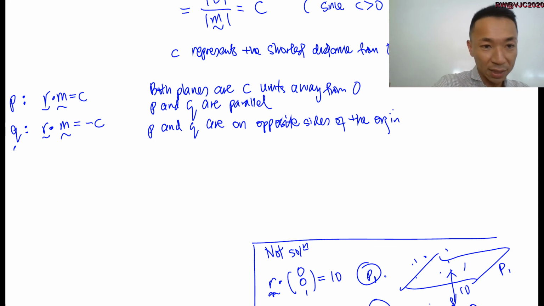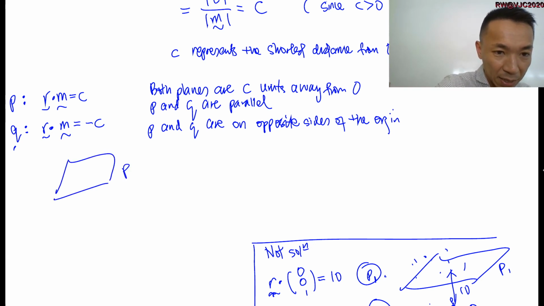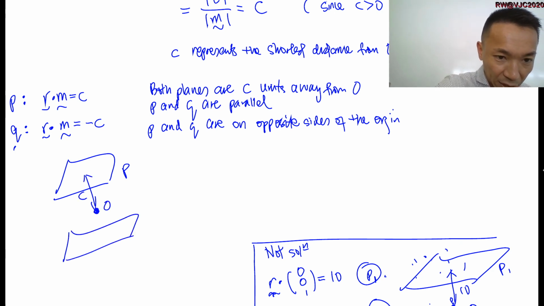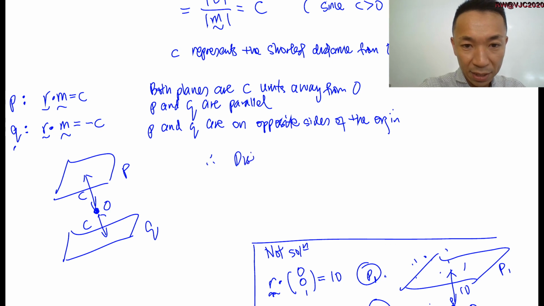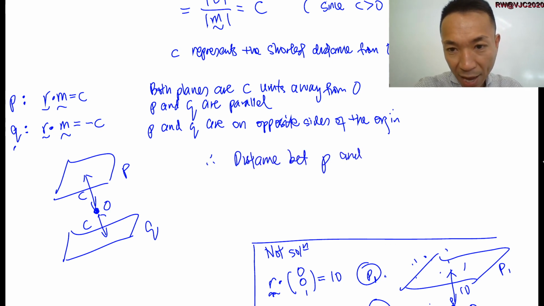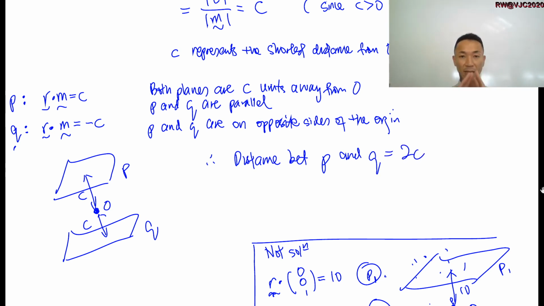So there's only one case. This is P, and this is O, and this is Q, and this is another c. So therefore, the distance between P and Q is 2c. That's that. All okay? Good. Thanks.